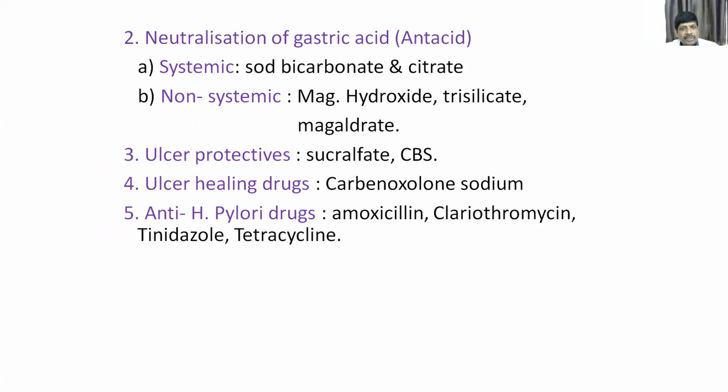This is a very important group because one or two spotters are usually kept from this very chapter. So neutralization of gastric acid: systemic, sodium bicarbonate, citrate; non-systemic, magnesium hydroxide, trisilicate. Ulcer protective: sucralfate or CBS. Ulcer healing: carbenoxolone sodium, and anti-H. pylori drugs.